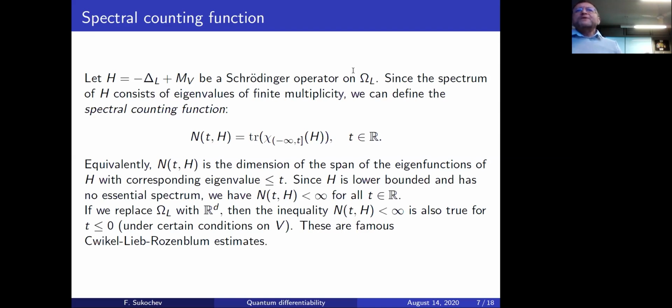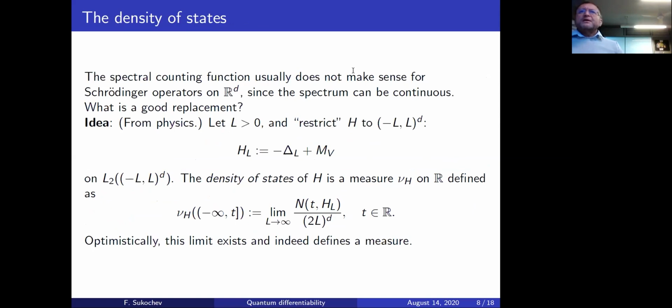Well, what will happen if I replace Omega_L with R^d? In some situations, it is known that these spectral counting functions remain finite for certain values of T less or equal than 0 under certain conditions on V. These are the so-called famous Cwikel-Lieb-Rozenblum estimates. However, generally speaking, the spectral counting function doesn't make any sense for the Schrödinger operator on R^d since the spectrum can be continuous.